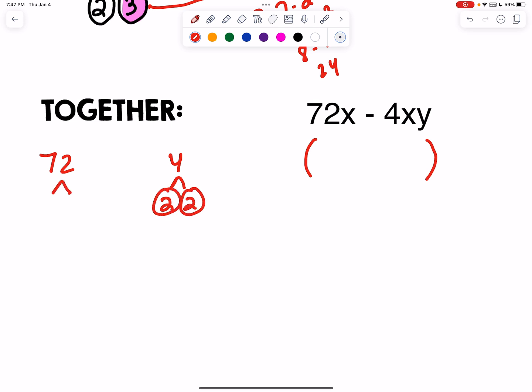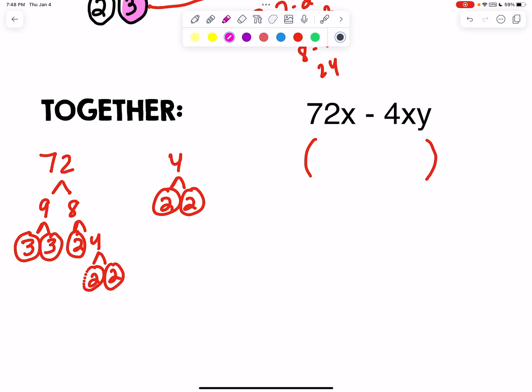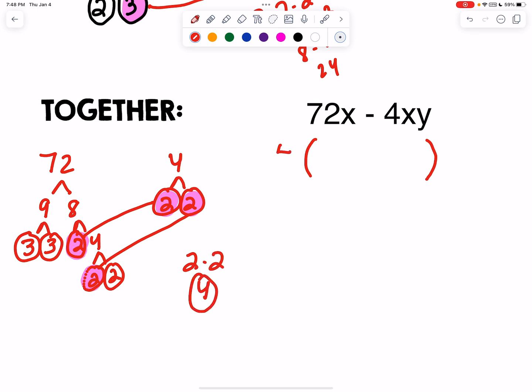And then 72, that's a something times 9, right? So 9 times 8 is 72. Okay. And then we have 3 times 3 is 9. So that's done. 2 times 4. 2 times 2. Okay. I'm going to highlight my common ones. I don't have any 3's in common, but I have a 2 and I have another 2. So all I'm going to do is 2 times 2, which is 4, and there's my GCF. Okay, greatest common factor is a 4.